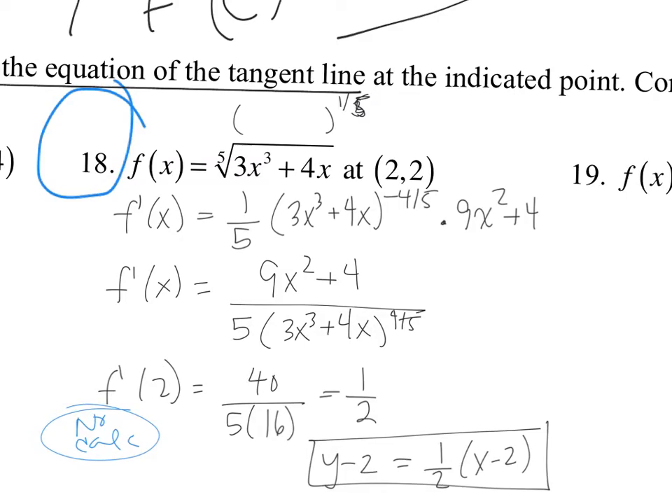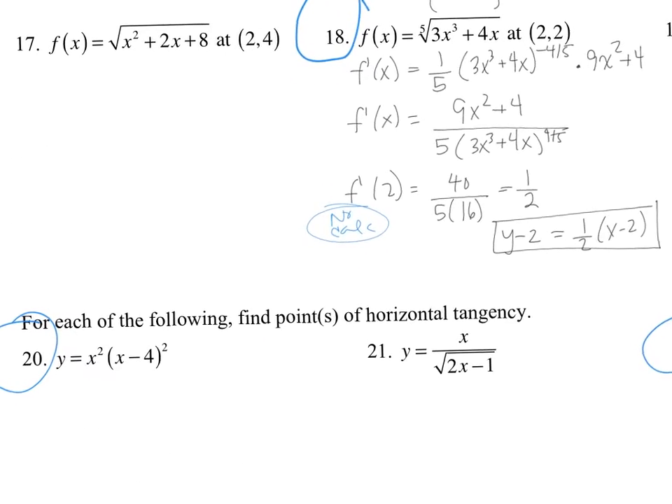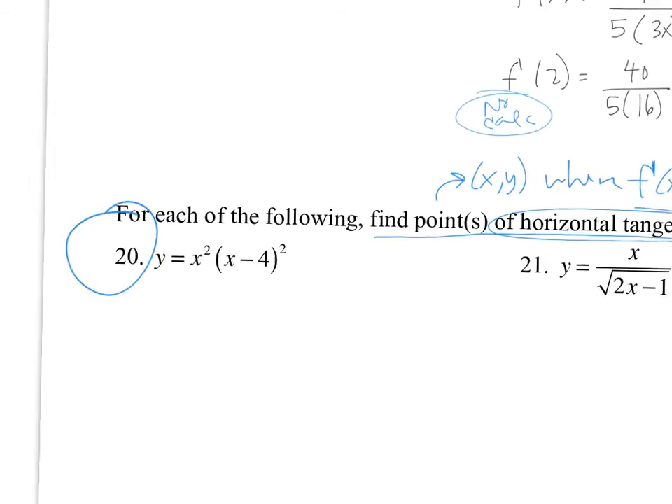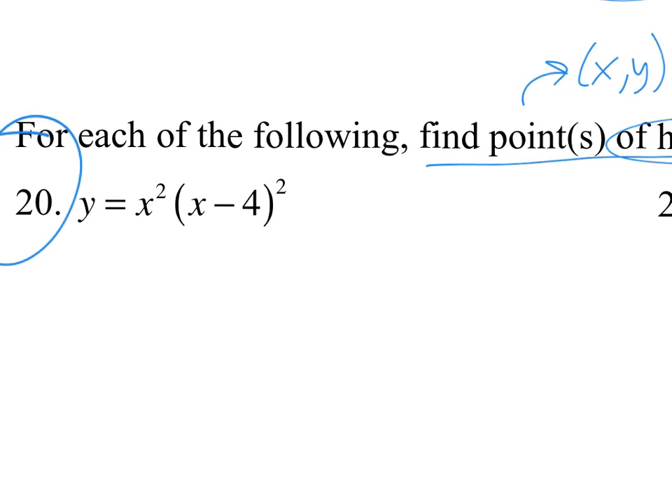Now let's move to number 20. For this set of problems, we are asked to find the points of horizontal tangency. So we're being asked to find an ordered pair where f prime of x is equal to 0. So that's our horizontal tangency. We're looking for points where f prime of x is equal to 0. So first we have to find f prime of x. And after we find f prime of x, we set it equal to 0.